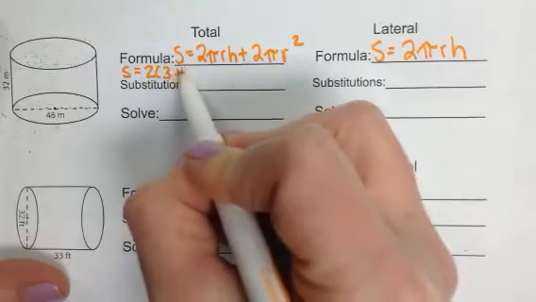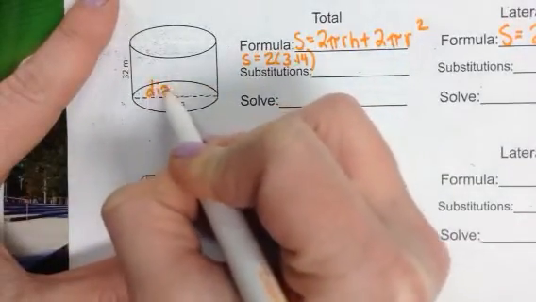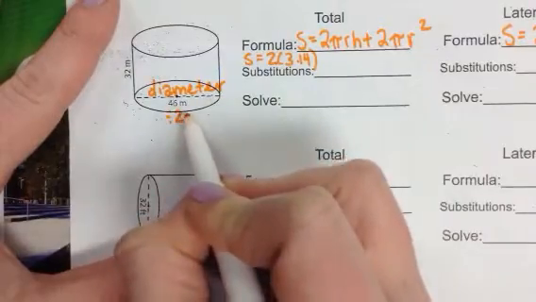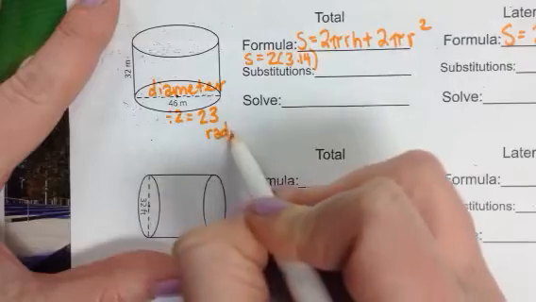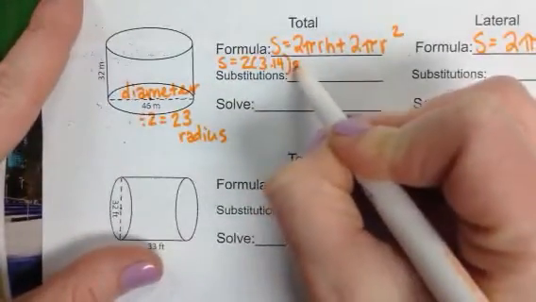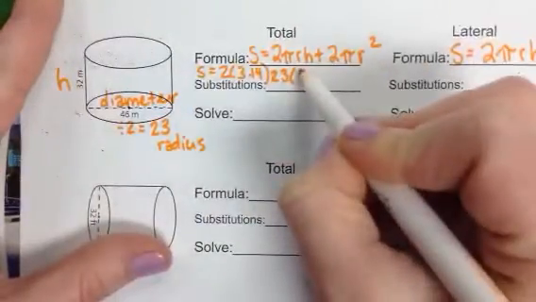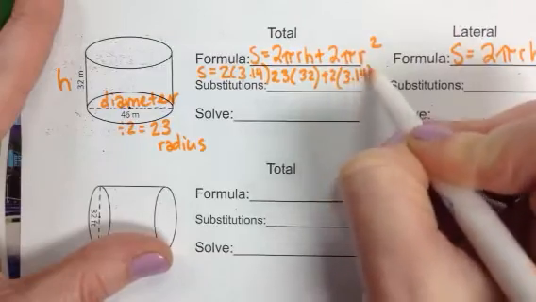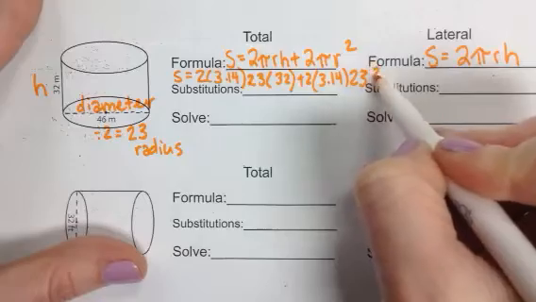Fill in 3.14. Now I need the radius. This that goes all the way across, label it as diameter. So whenever they give you that, you have to divide by 2 to get your radius. So we'll use a 23. And my height is 32. They need my radius again back here. We got a 23. And they need me to square that.